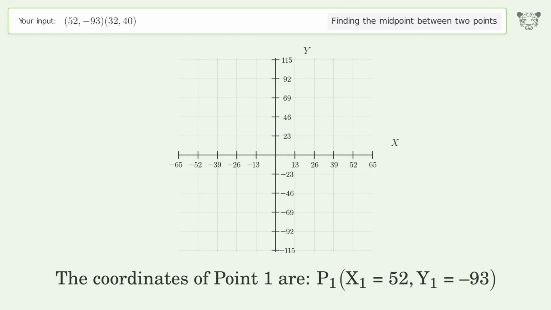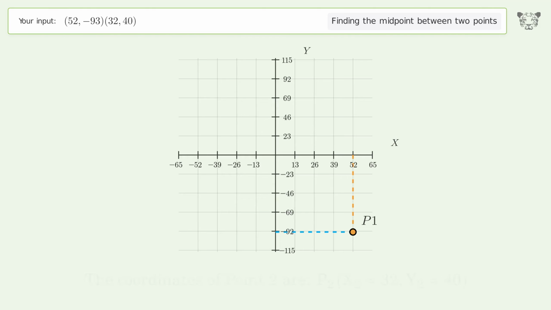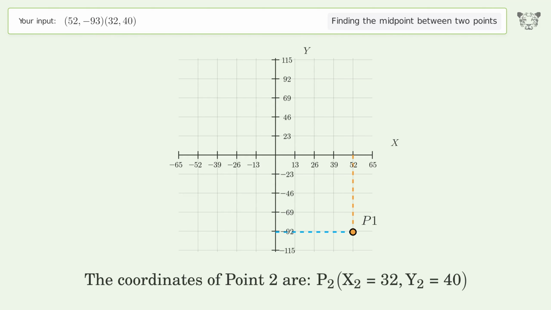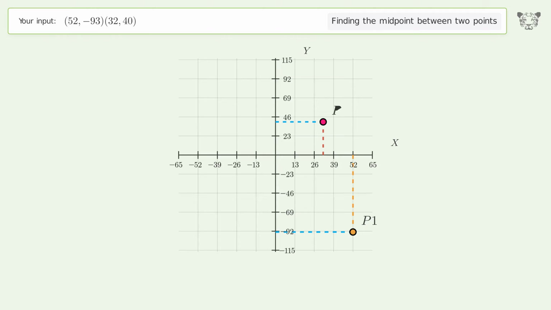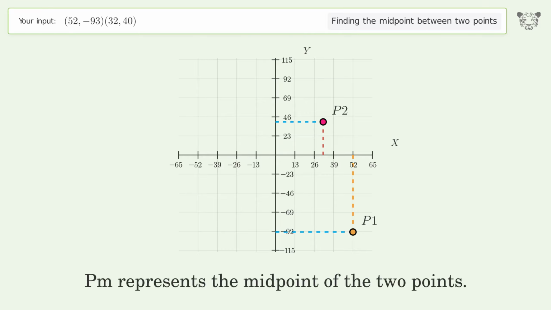The coordinates of point 1 are x1 equals 52, y1 equals negative 93. The coordinates of point 2 are x2 equals 32, y2 equals 40. PM represents the midpoint of the 2 points.